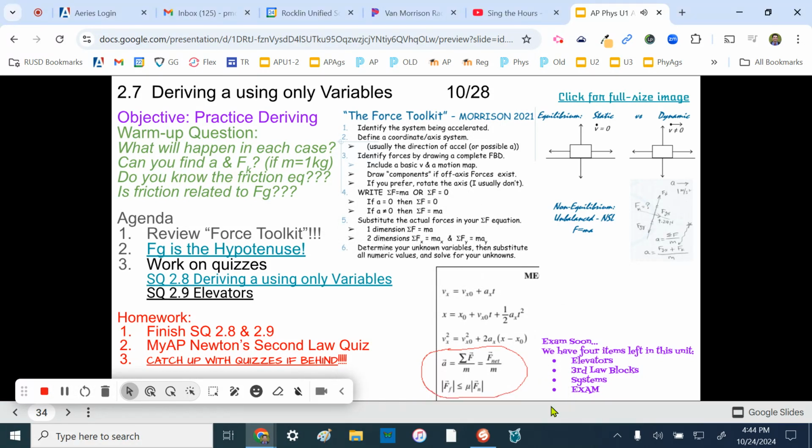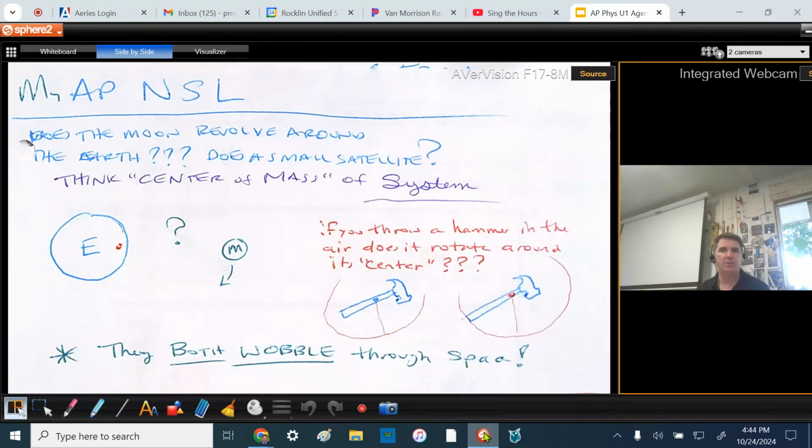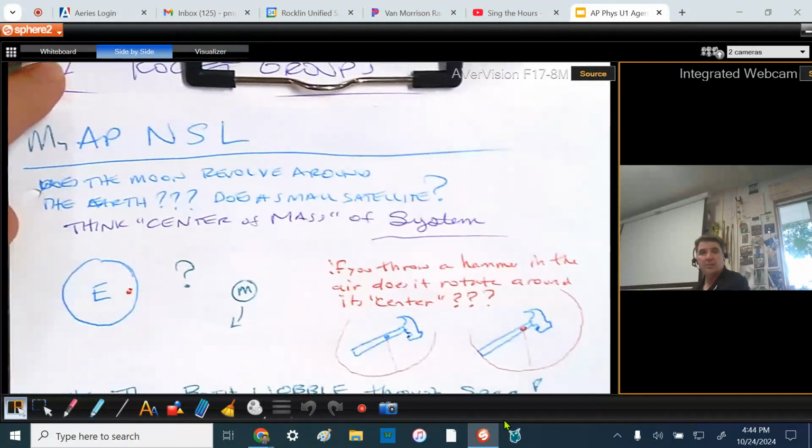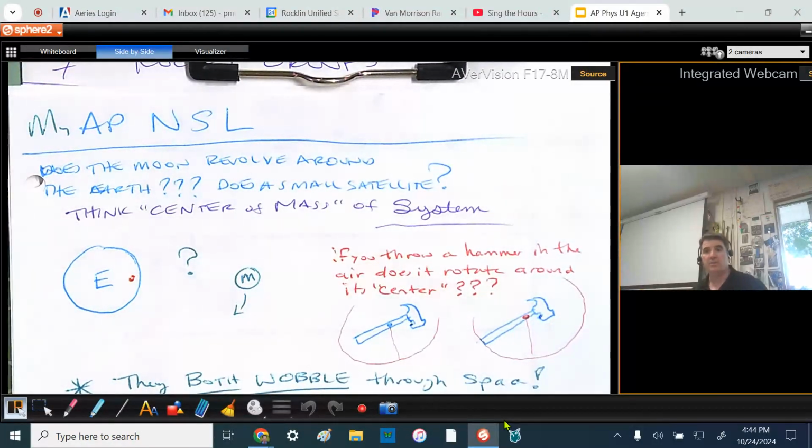Howdy, howdy, howdy. So let's talk about MyAP quiz and Newton's second law. A lot of the stuff, Newton's second law, you know that if an object is balanced, it is not going to accelerate. And if it's unbalanced, it is going to accelerate. A lot of the stuff on that is just talking about objects that have an unbalanced force, a force that's greater in one direction, and learning how to deal with the forces that are unbalanced.